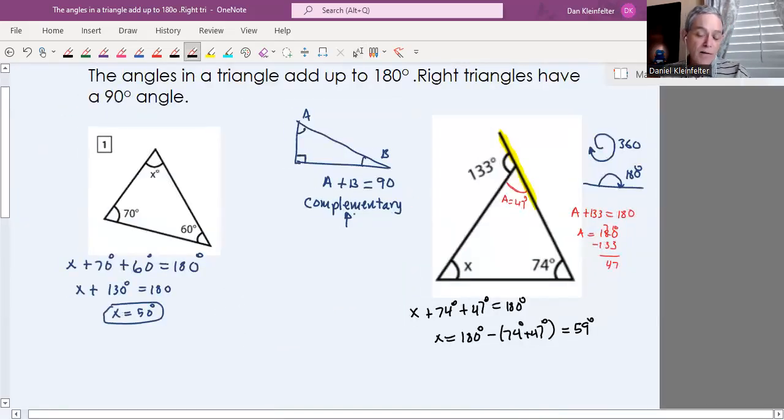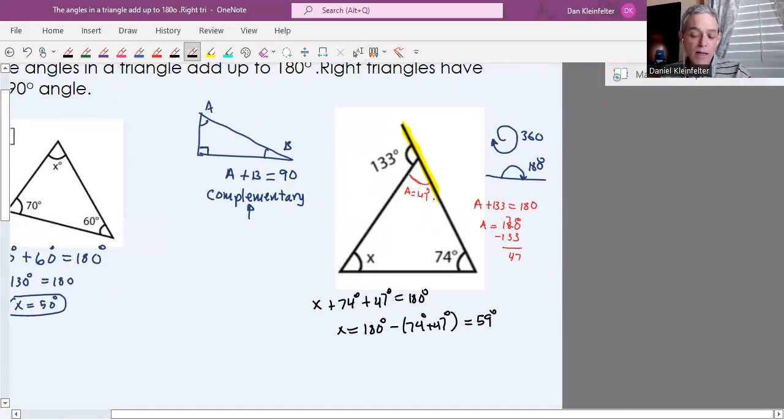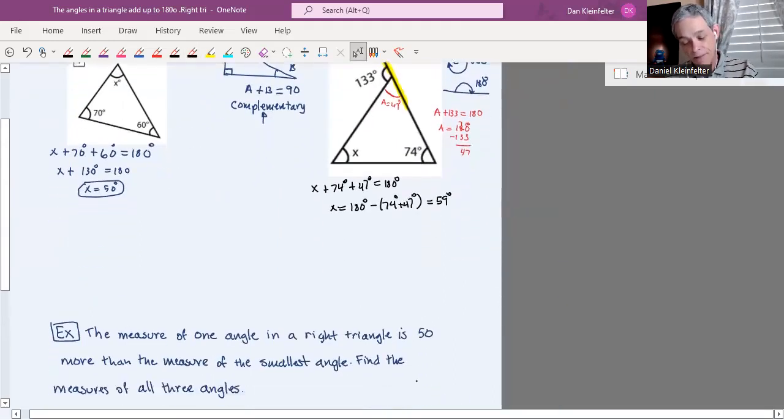As I'd mentioned, angles that add up to 90 degrees are complementary. Angles that add up to 180 degrees are supplementary. So in this example, the 133 degree angle and the 47 degree angle are supplementary because 133 plus 47 equals 180. Okay, so that's the end of that.